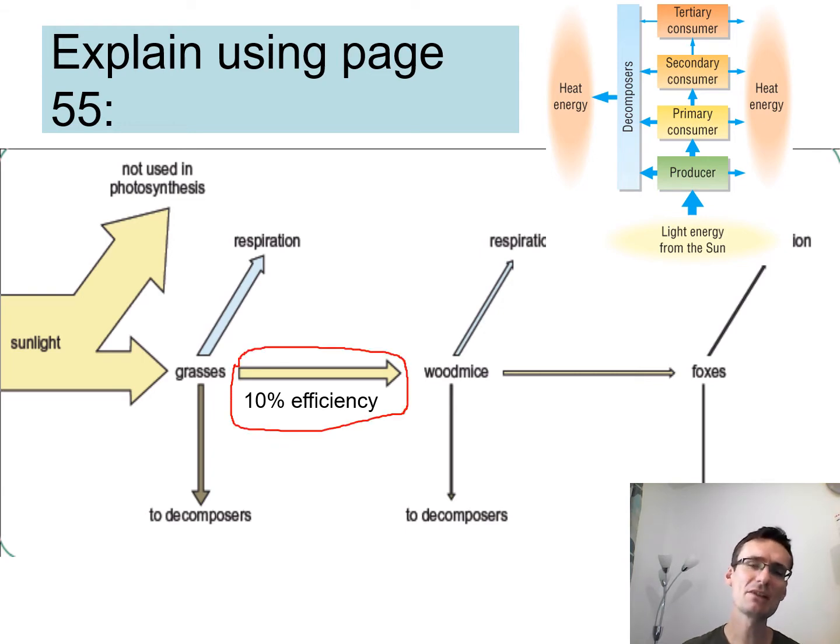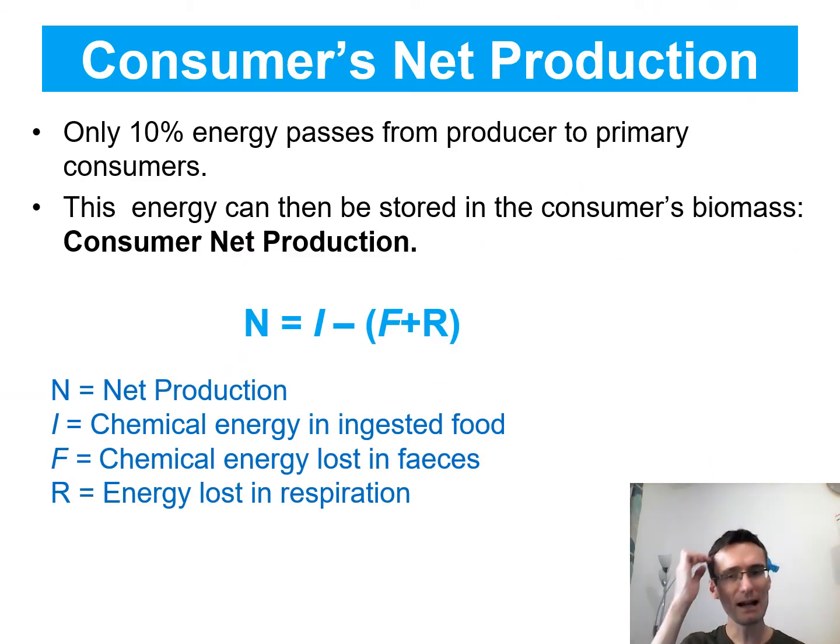Now, only 10% of the energy is passed on because most of the plant is indigestible. So the wood lice can eat that grass, but a lot of it is cellulose, and they can't digest that. Generally, the efficiency increases after we've gone past the producer to the primary consumer. So how do we calculate them?